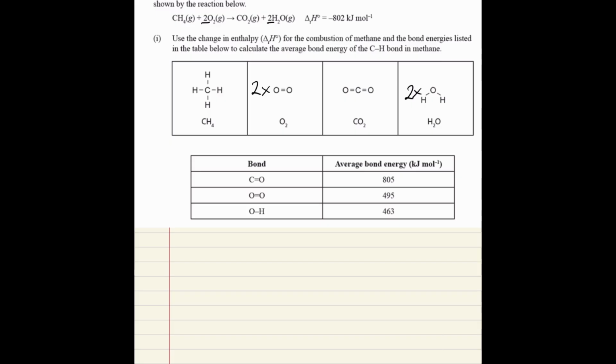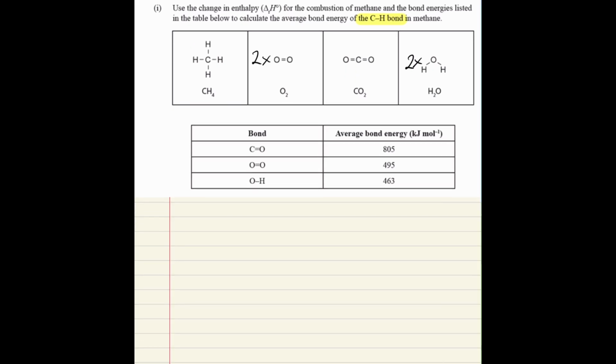Now, in our case, we have been given our delta RH, and we're trying to find the average bond enthalpy, bond energy of the C to H bond in methane. We don't have the C to H bond enthalpy in our table, but the process is exactly the same. So I'm going to go ahead and set up my table. We've got bonds broken, bonds formed.